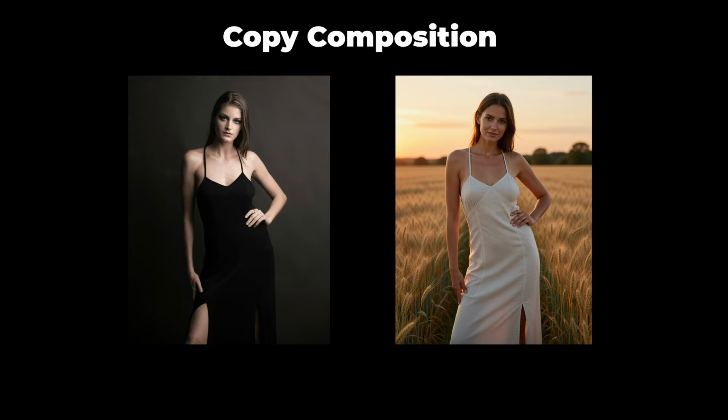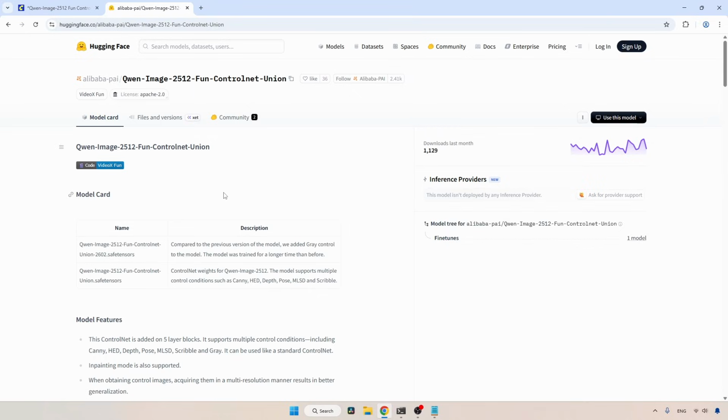So let's get started. The download link for the ControlNet is available in the description. Once you open the link, you will see a page like this. So, the ControlNet, I will be using the newest version, which is 2602. Regarding the ControlNet conditions it supports, they include Canny, HED, Depth, Pose, MLSD, Scribble, and Gray. Also, the ControlNet supports inpainting, but current ComfyUI native implementations do not show any inpainting feature. Anyway, in this video, I will only be focusing on ControlNet conditions.